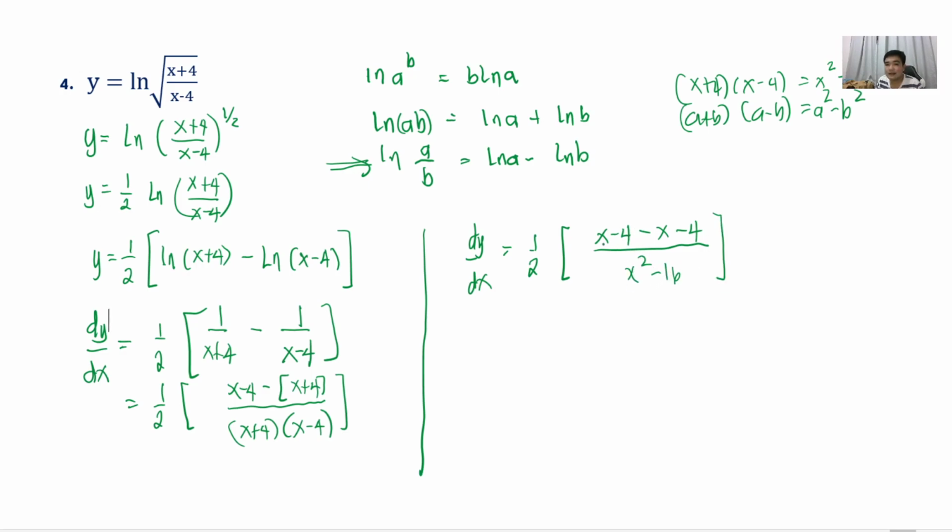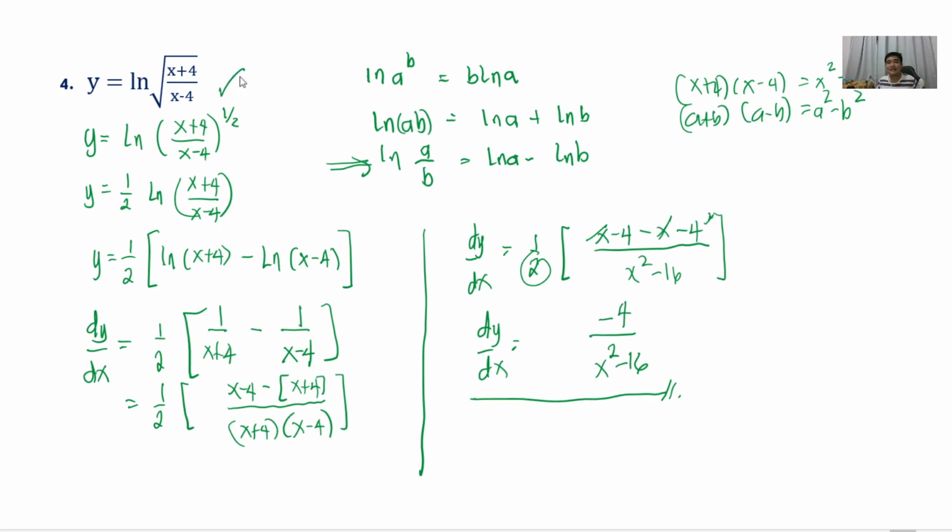And then, x minus x is maka-cancel out. This one, maka-cancel out yan. And then, negative 4 minus 4, that is negative 8. Tama? And negative 8 divided by 2, that is negative 4. Okay? So, magiging dy all over dx natin is equal to negative 4 all over x squared minus 16. So, that is the derivative of this one.